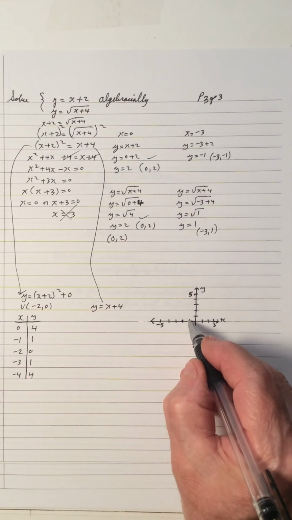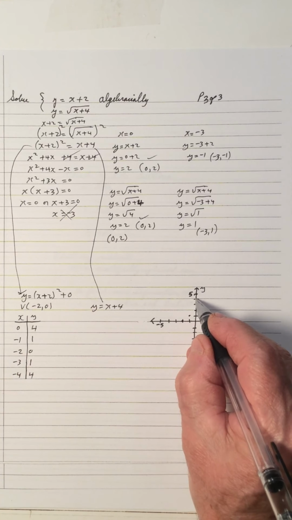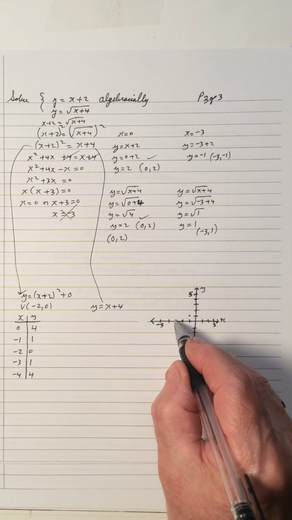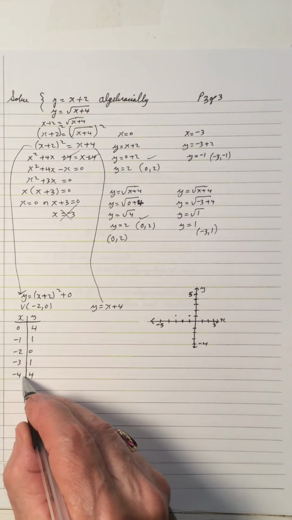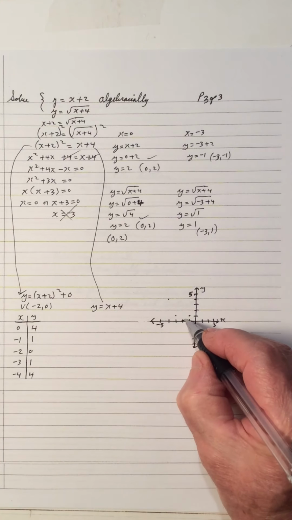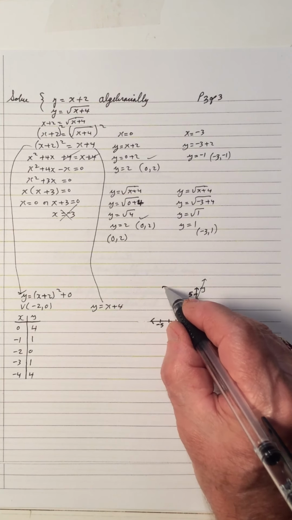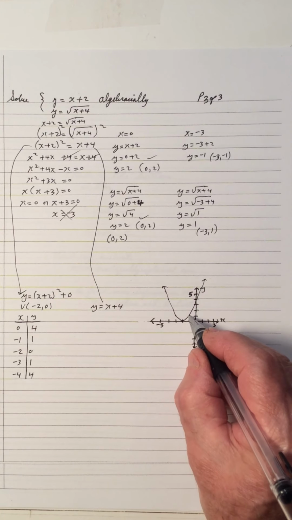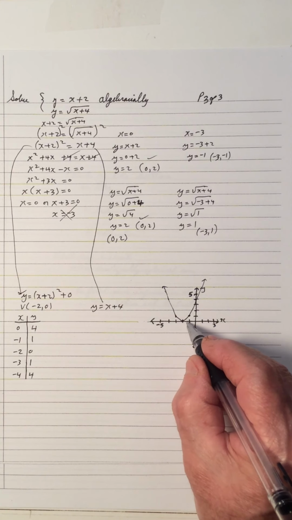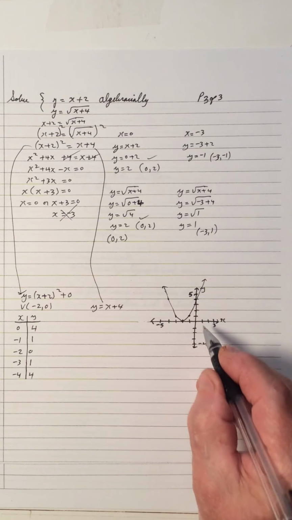X is -1, y is 1. X is 0, y is 4. X is -3, right here, y is 1. X is -4, y is 4. And so we have the parabola that passes through these points. And notice the vertex, and notice we got the axis of symmetry. When we move 1 unit left and right, we get a 1. When we move 2 units to the right and left, we get a 4.